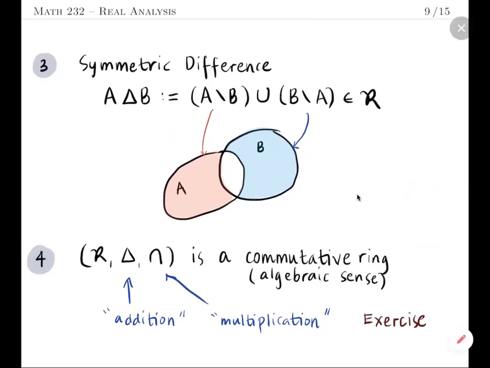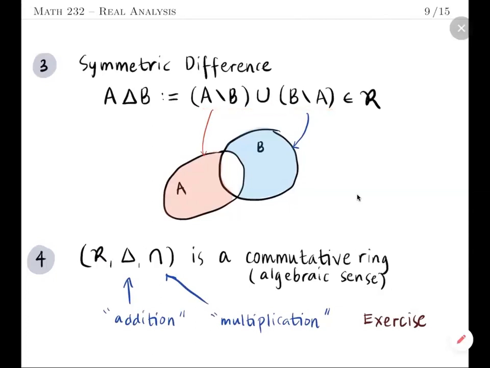Well, a ring is also closed under the operation symmetric difference. So what is the symmetric difference? The symmetric difference of two sets A and B, denoted by A triangle B, or delta for the Greek letter D, denoting difference, is the union of the set difference A minus B and B minus A.